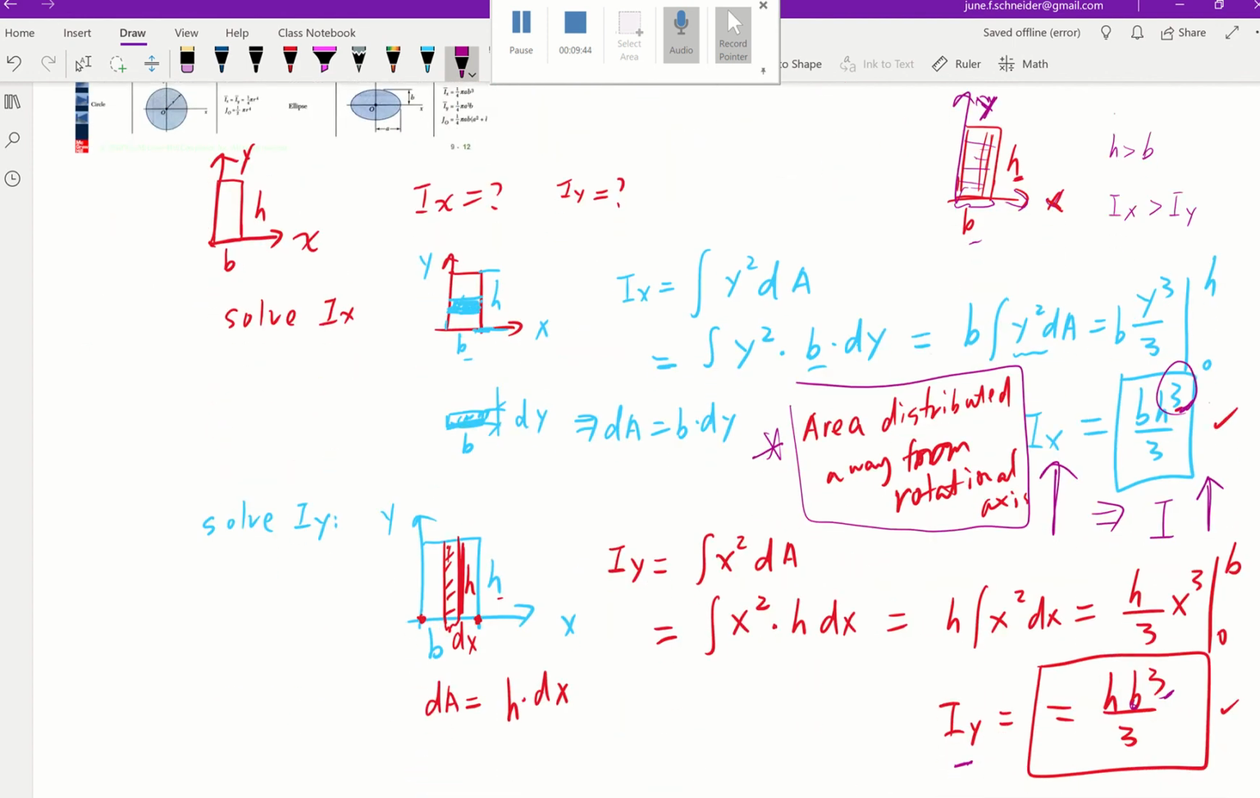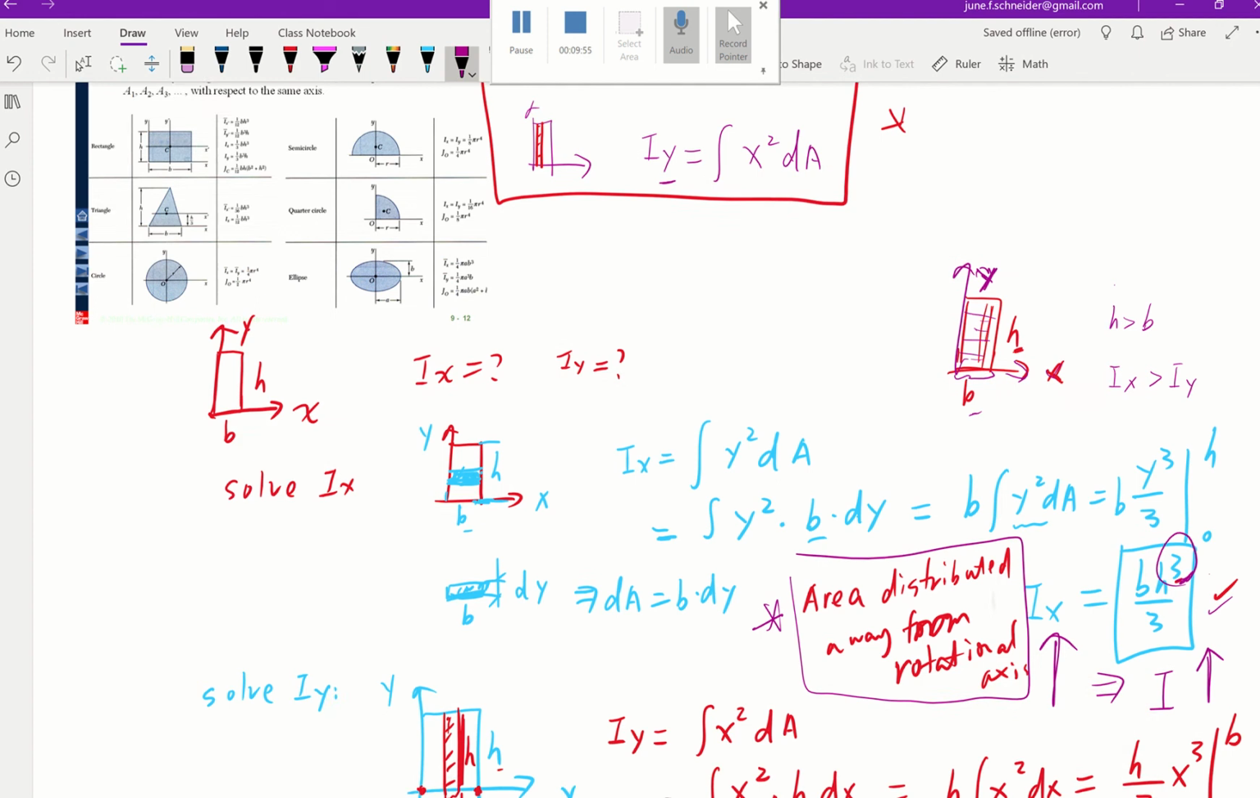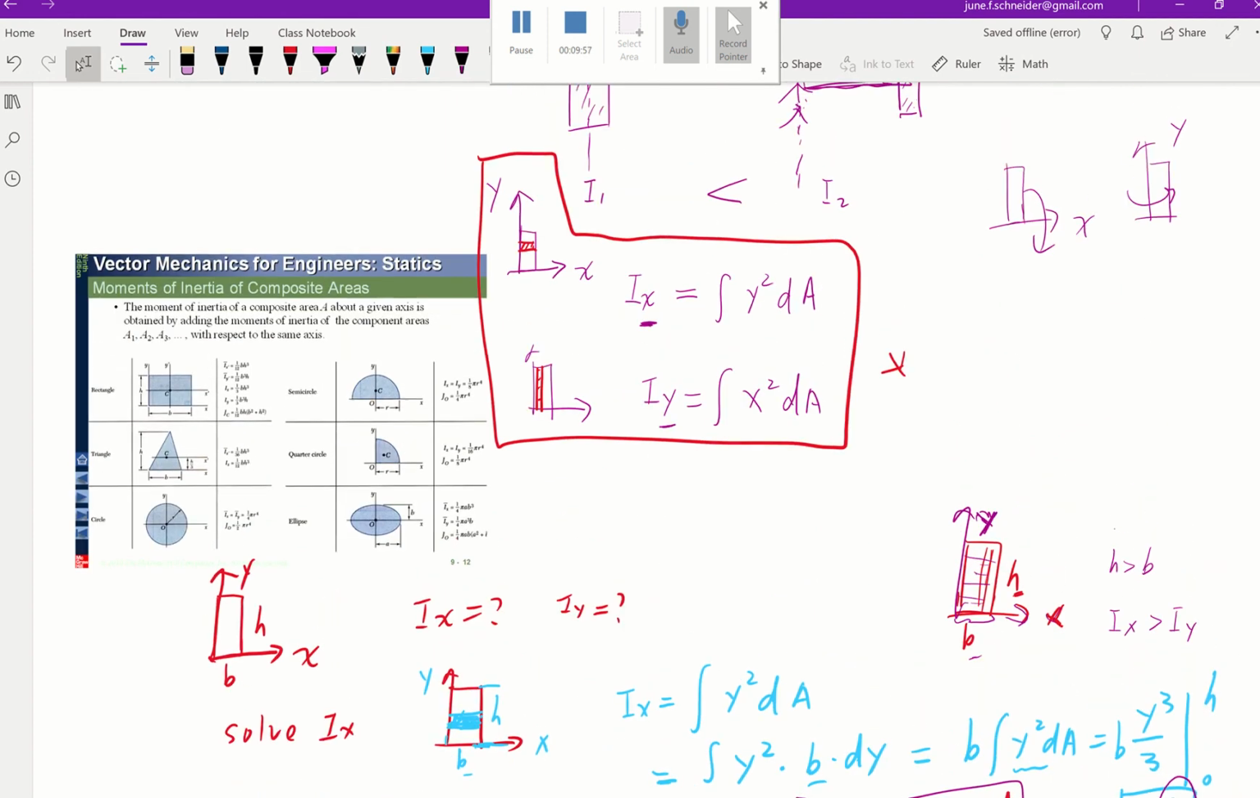Okay. All right, so that's for our rectangle. Those are the common formulas: 1/3 bh cubed and 1/3 hb cubed. Yes, I would expect you to remember that as engineering students. So now let's take a look at this table here. This table is taken out of your textbook. It's inside your back cover or front cover.